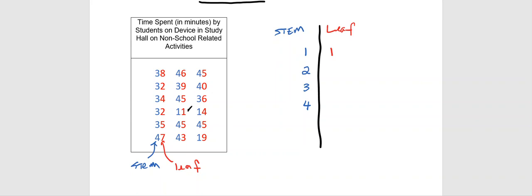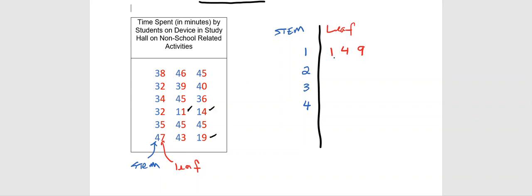I'll continue this process, moving in increasing order with my leaves for each row. So as I continue along, I can see that I have a value of 14. So I'm going to list a 4 as a leaf. And then I have a value of 19. So I'm going to list a 9 as a leaf as well. So that tells me that for my data, I have a value of 11, that's the 1, 1, a value of 14, the 1 and the 4 put together as a number, and a value of 19, the 1 and the 9 put together.